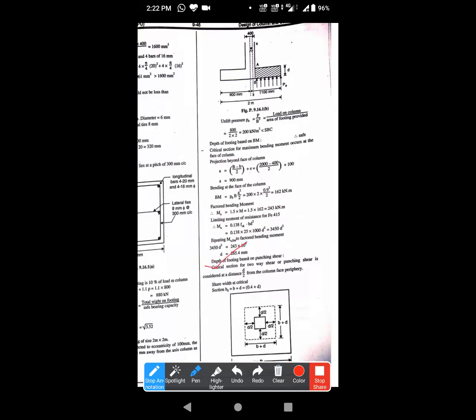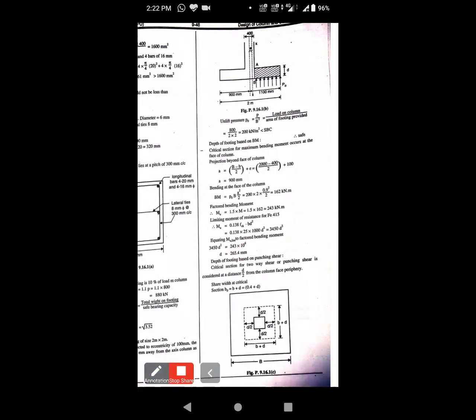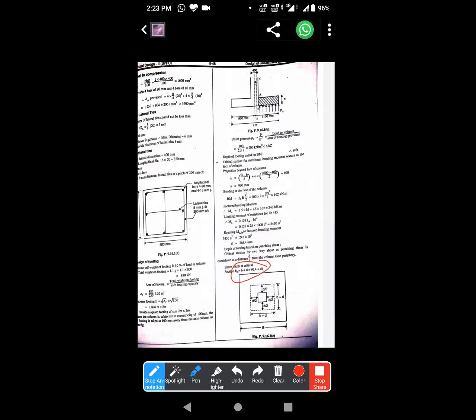Now for the depth of footing based on punching shear, the critical section you have to take at D by 2 from all sides of the column. In the diagram you can see it. The critical section perimeter B0 is known with this formula, B plus D, that is 0.4 plus D, 0.4 plus D.